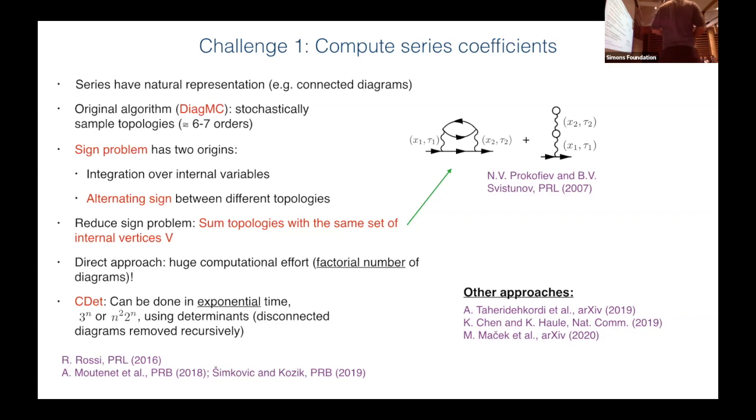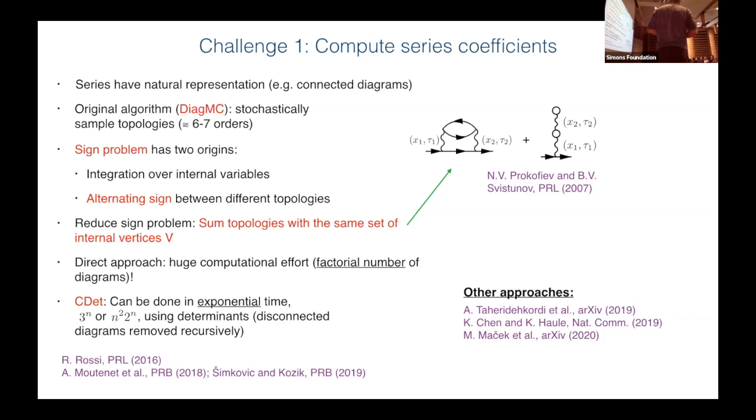Originally, the diagrammatic Monte Carlo algorithm, as proposed by Nikolai and Boris, was sampling one topology after the other. And so if there was sign alternation between the topologies, that could lead to a larger variance in the computation of the coefficients. The same thing comes with the integral over internal variables over time, for example, that can also add variance.